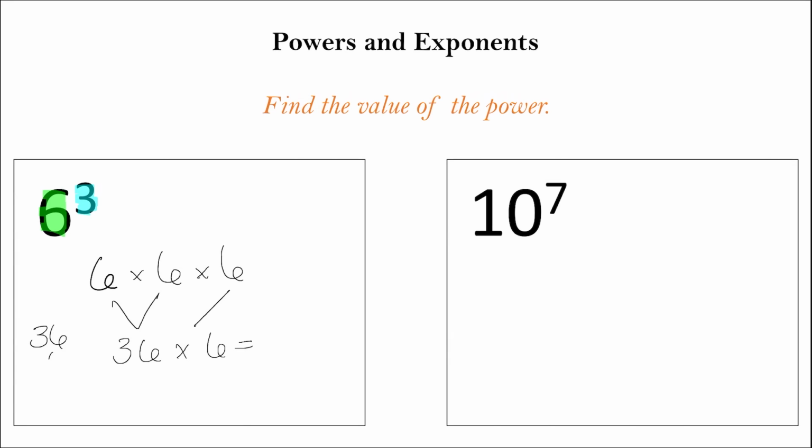To the side, we have 36 times 6. 6 times 6 is 36. Bring up the 3. 6 times 3 is 18, plus 3 is 21. So our final answer is 216.